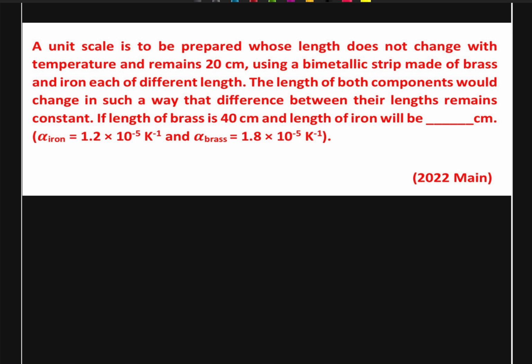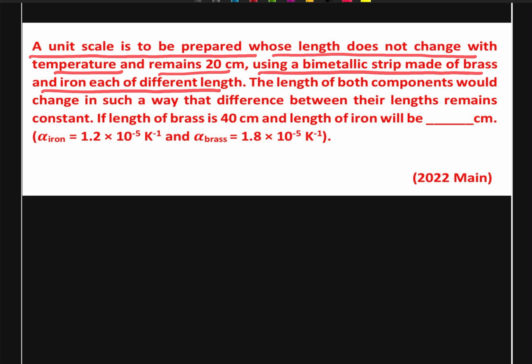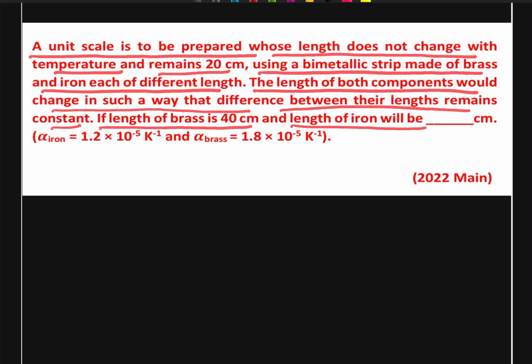Next question states that a unit scale is to be prepared whose length does not change with temperature, remains 20 centimeter, using a bimetallic strip made of brass and iron, each of different length. The length of both components would change in such a way that the difference between their lengths remains constant. If the length of the brass is 40 centimeter, the length of the iron will be? The linear coefficients of iron and brass are given to us.